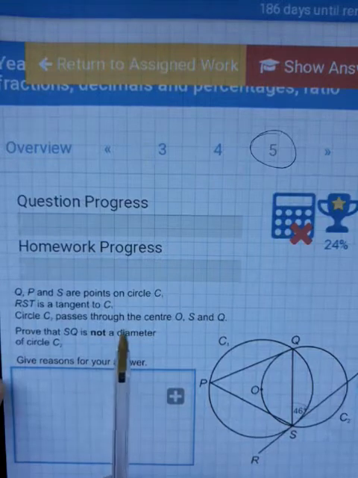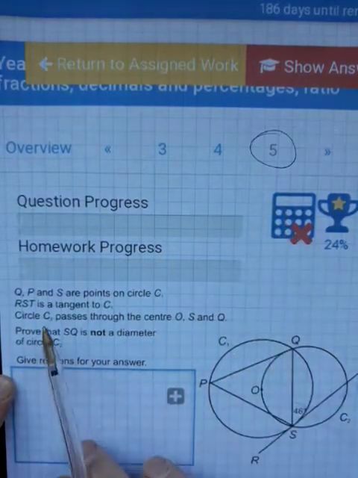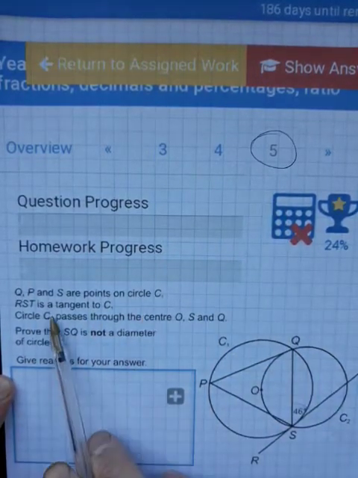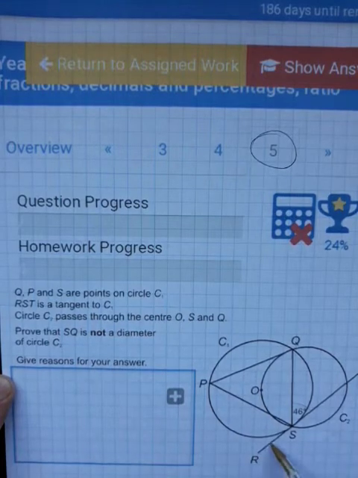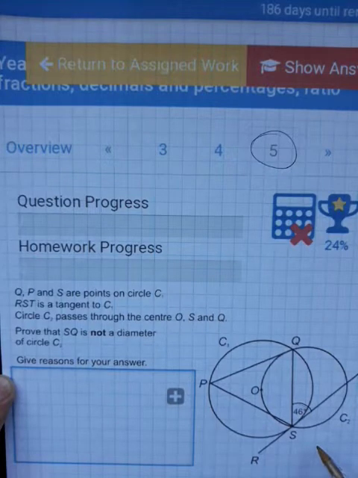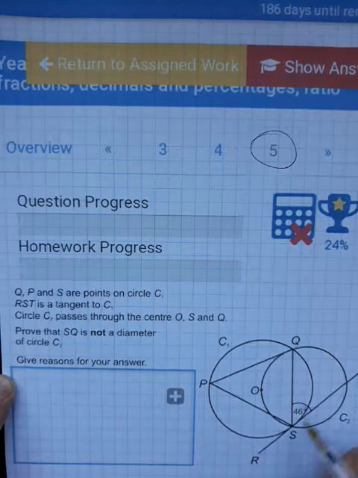Sorry, I meant to say question 5, this is. Q, P and S are points on a circle. RST is a tangent to circle C1. Straight away I'm thinking about the tangent theorems that we know. Okay, so there's the alternate segment theorem, which looks like it could be there.